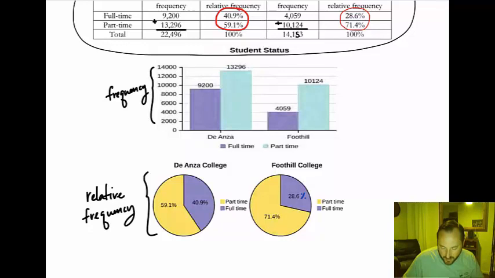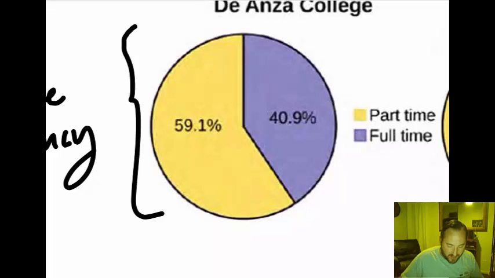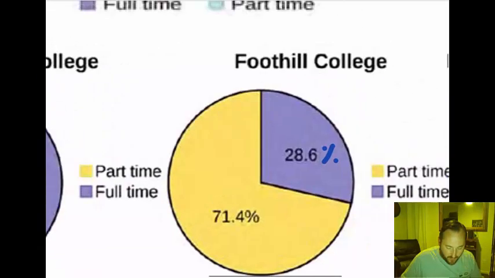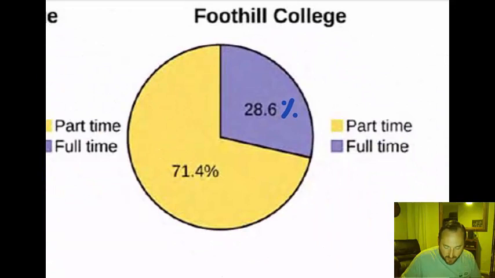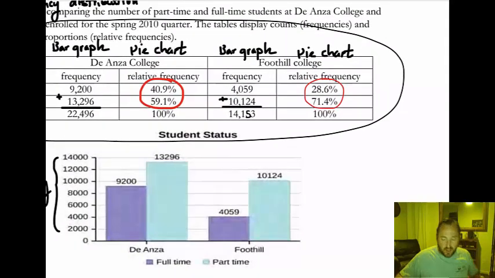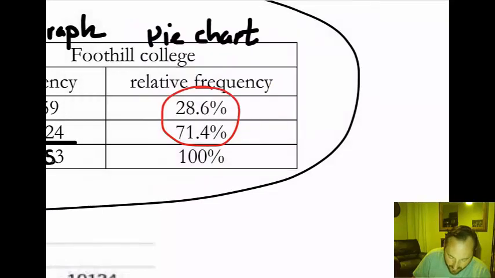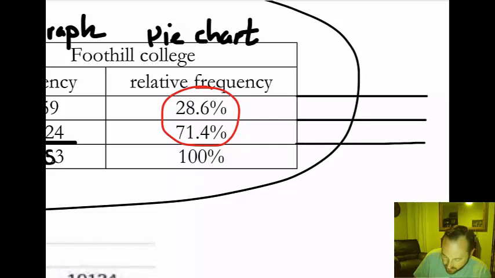Cutting to the chase on this issue: how do they make the wedges here? How did I know to split it this much for the 59 to 40%, and over here for Foothill 71 to 28%? I don't really expect anyone to do this, but if you wanted to get down to the precise number, we'd have to start talking about degrees or radians. So from relative frequency, I'd make a new column here for degrees.